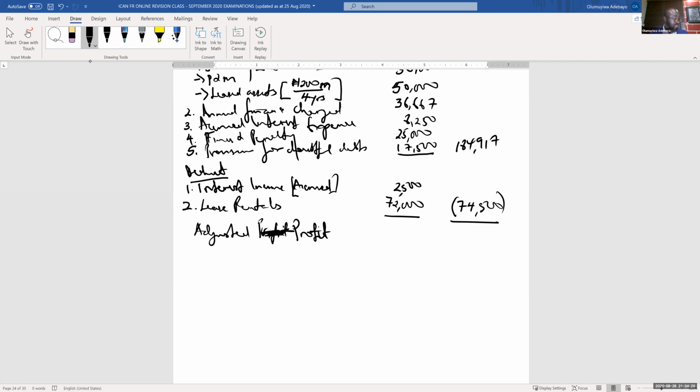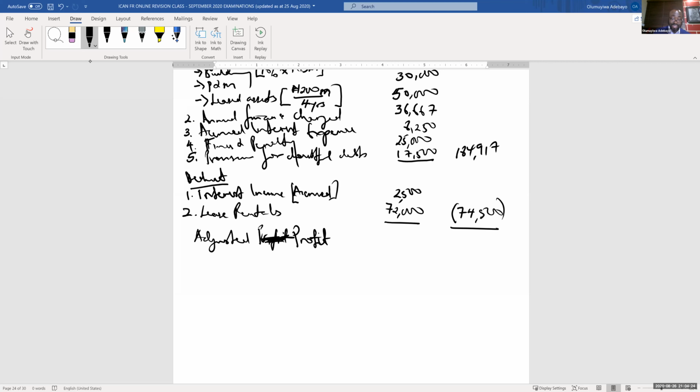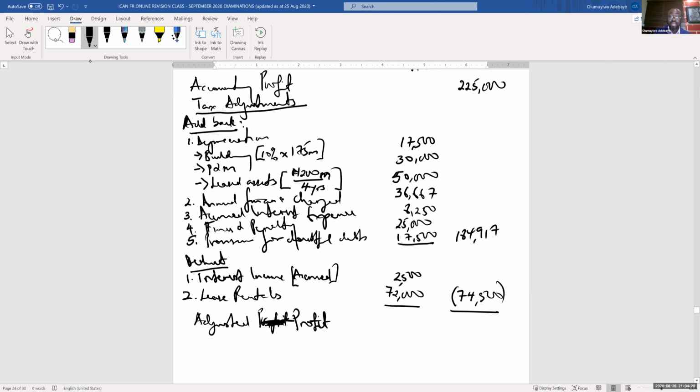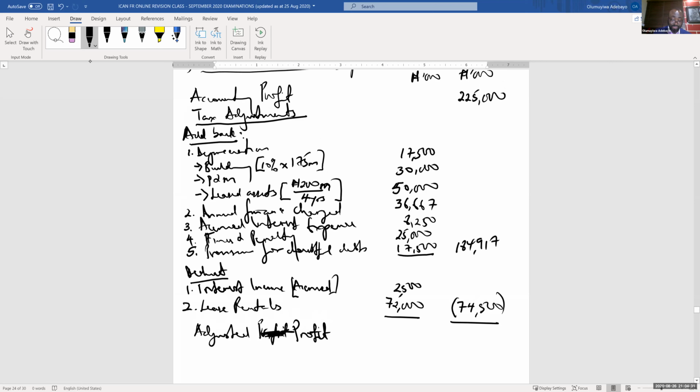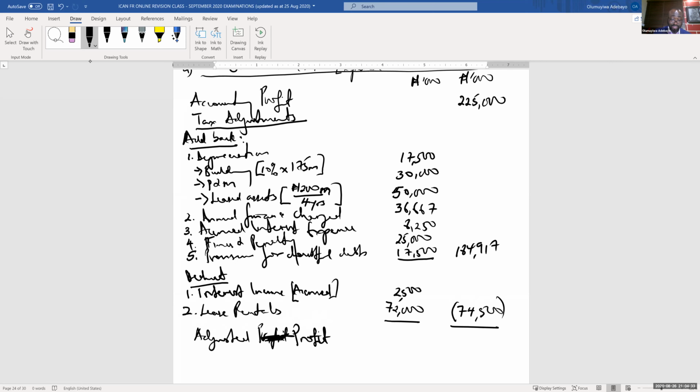Okay, what's our adjusted profit? It's our accounting profit, 55,000 plus add back items, 184,917, minus deductible items, 74,500. That should give me 335,417. Now, what will I deduct? I now deduct capital allowance.